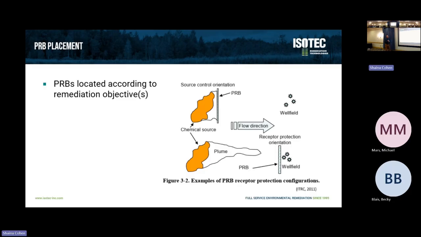PRB placement also has a lot to do with what your treatment objective is. Are we looking to cut off a source area and the higher concentration, to prevent an expanding of that plume? Or are we looking to protect some sensitive receptor, whether it's a well, a stream, or an off-site property line? PRBs can be placed closer to your source, mid-plume, or further down plume, but the location has a lot to do with what your objective is.